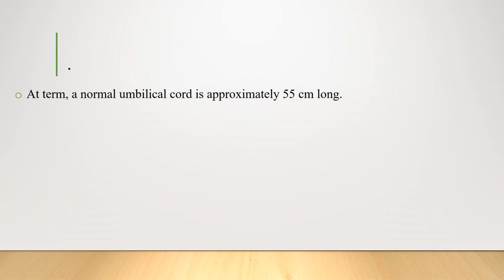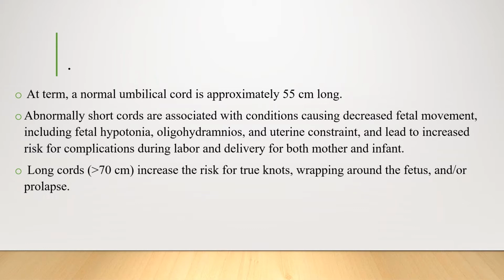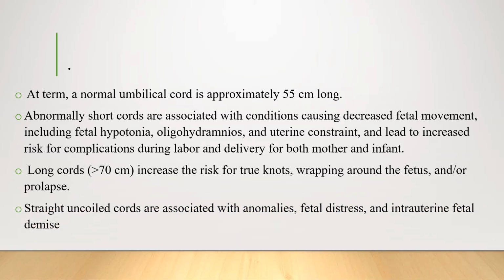A normal umbilical cord is approximately 55 cm long, and abnormally short cords are associated with conditions causing decreased fetal movement, including fetal hypotonia, oligohydramnios, and uterine constraint, and they lead to increased risk for complications during labor and delivery for both mother and infant. Long cords, that means if they are greater than 70 cm, increase the risk for true knots, wrapping around the fetus, and prolapse. Straight and uncoiled cords are associated with anomalies, fetal distress, and intrauterine fetal demise.